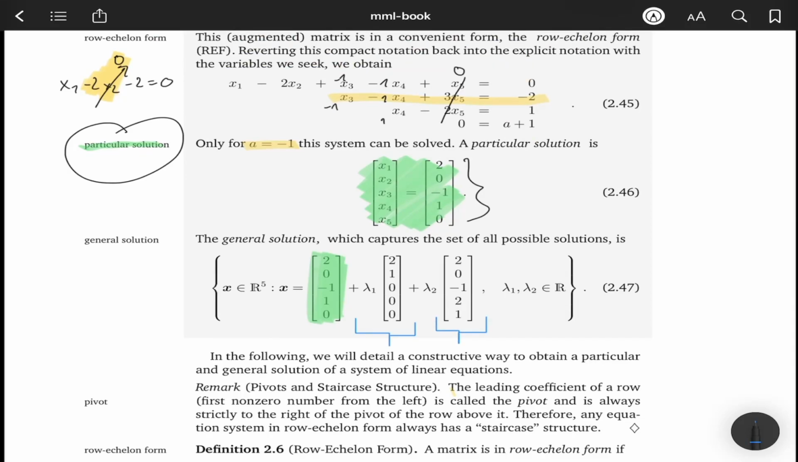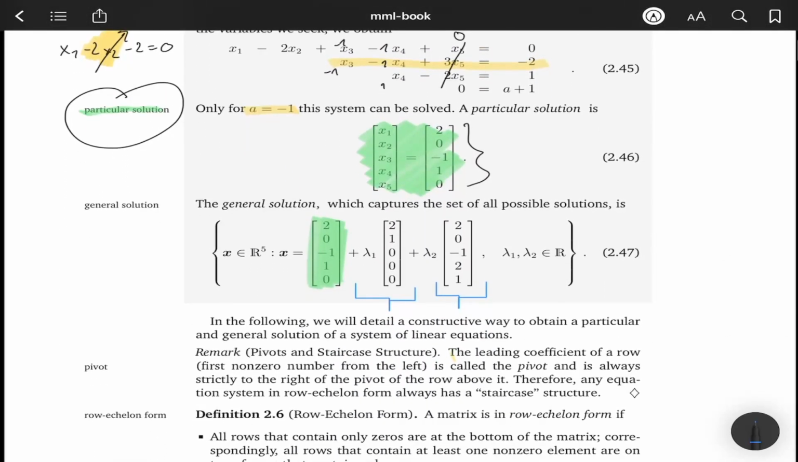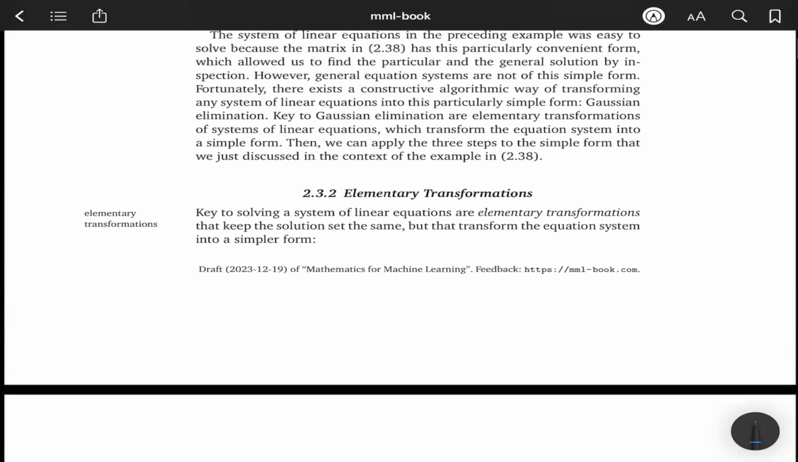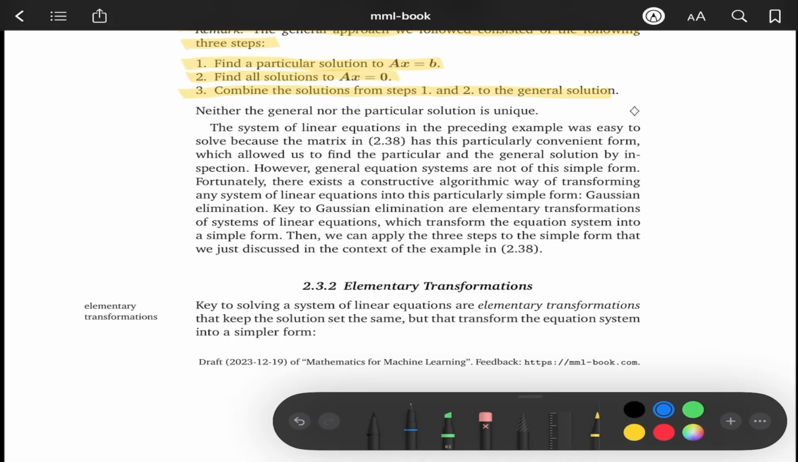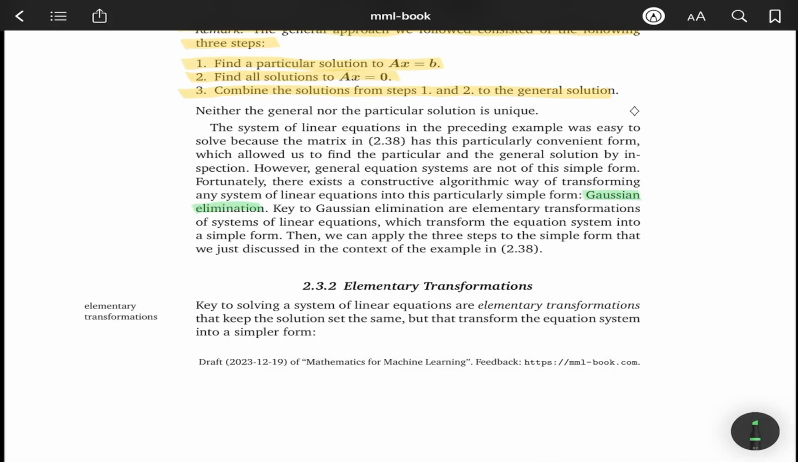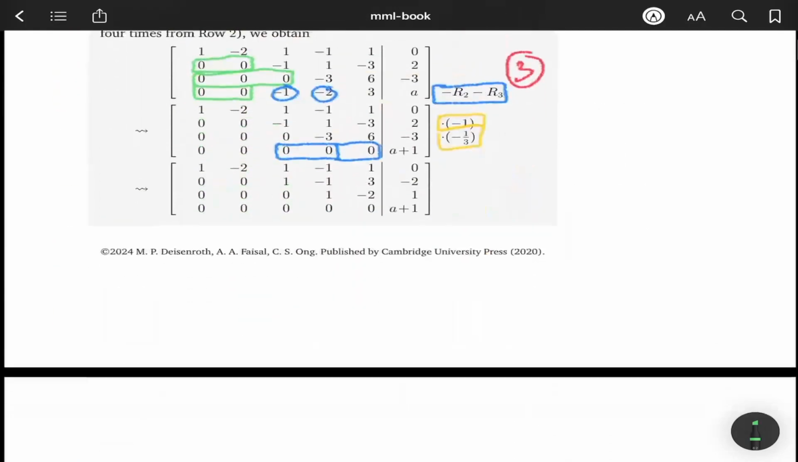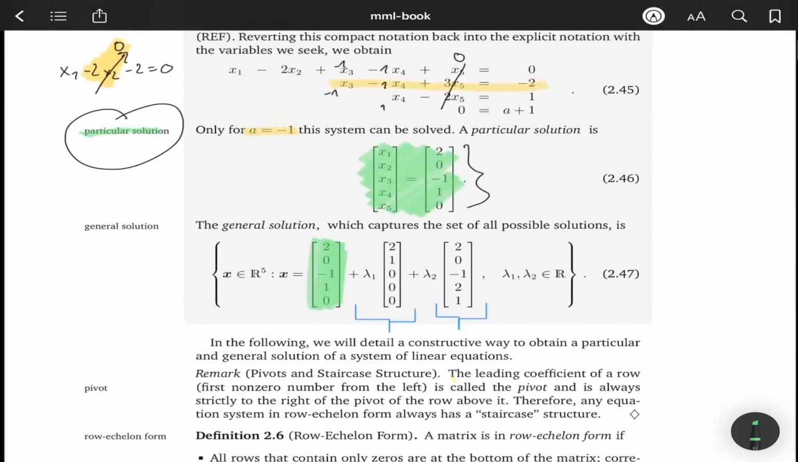So the general solution is not being shown how it's obtained, but we can try to think and figure out why this makes sense or maybe come close to it. We will see a method called Gaussian elimination, which basically gives us the general solution. But before we do that, let's first take a look here.